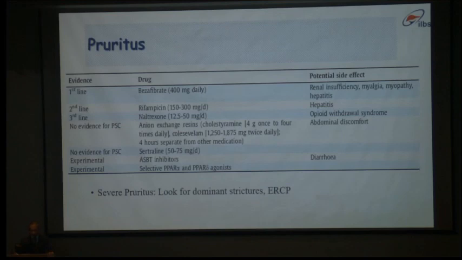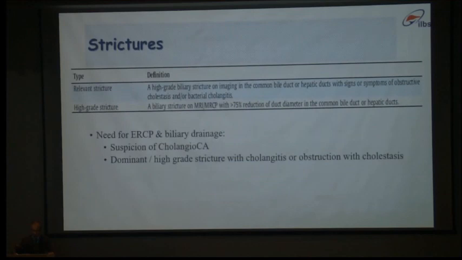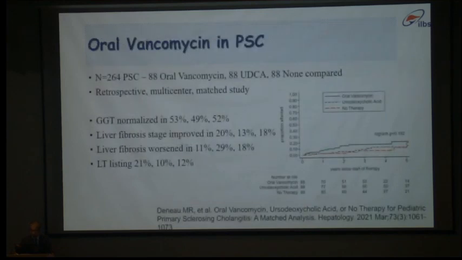For pruritus, various medications have been proposed. Some of these are in the pipeline, like bezafibrate, ASBT inhibitors, and PPAR alpha and delta agonists. When there are strictures, particularly when the biliary stricture on MRI or MRCP is more than 75%, with reduction of more than 75% of the duct diameter in the common bile duct or in the hepatic ducts, then ERCP is definitely indicated, or in the presence of cholangitis or obstruction.